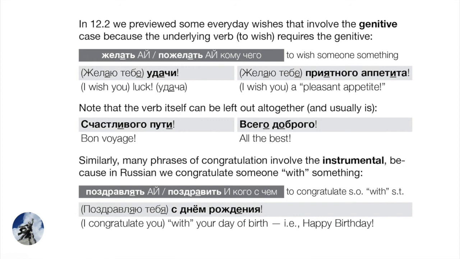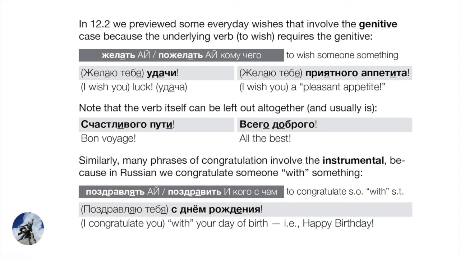So the underlying verb here is желать, пожелать, right? We wish something to a person, and that something appears in the genitive simply because of this verb. Now, the trick here is that the verb itself is very rarely used in these expressions where we're simply wishing someone something, like удачи, приятного аппетита, счастливого пути, всего доброго, all the best. Those are some really useful phrases, and again, this verb, which is usually understood, explains why we're getting these phrases in the genitive.